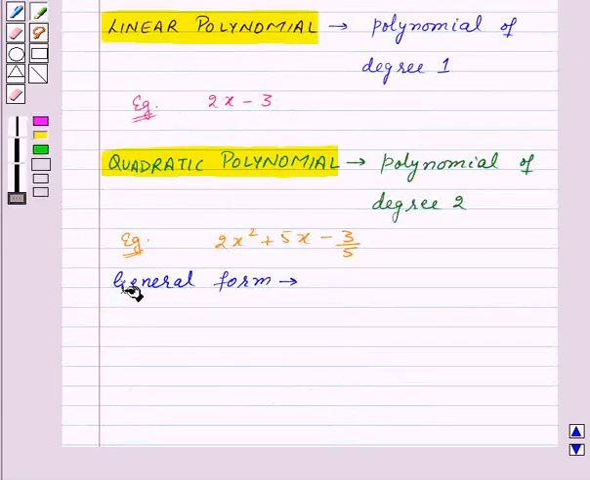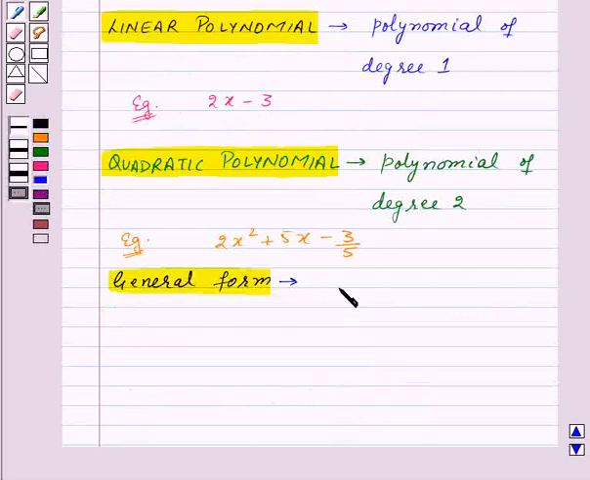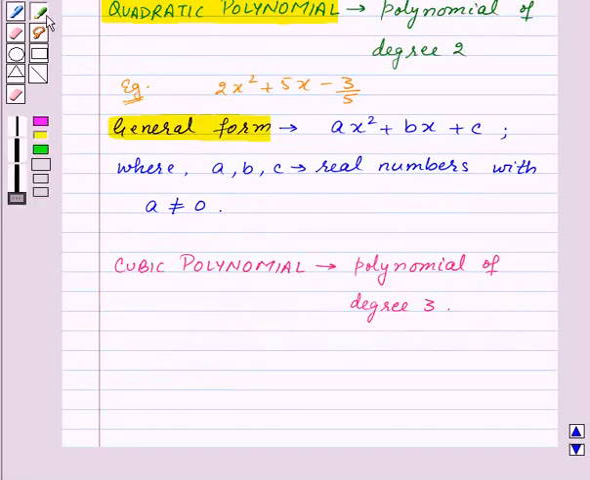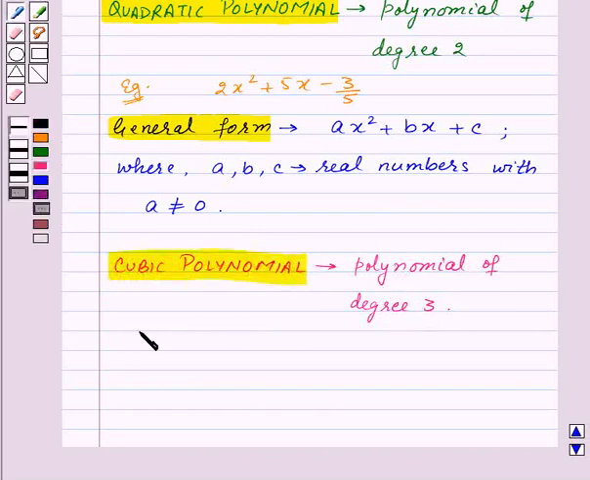Also, the general form of a quadratic polynomial is ax square plus bx plus c, where a, b and c are real numbers with a not equal to 0. And a cubic polynomial is a polynomial of degree 3. One example for this is 2 minus x cube.